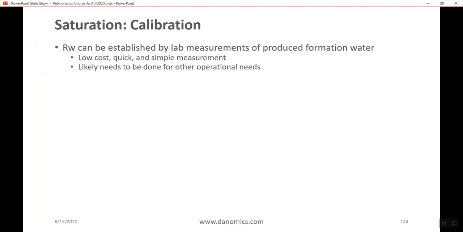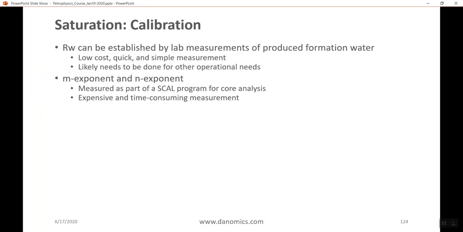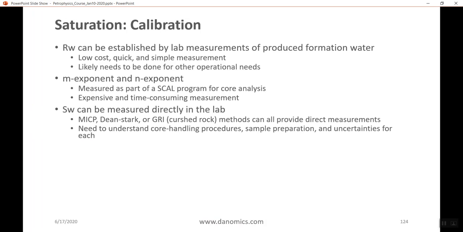Okay, when it comes to how we calibrate this, like I said, RW can be measured from produced water. It's low cost, it's quick, it's easy. We can measure our M and N exponents, but these need to be part of a core program. They are expensive and they are time consuming. And then we can measure SW itself. So you can do this via things like capillary pressure measurements, through the Dean-Stark method, through crushed rock methods, etc. So there's a number of ways that we can calibrate ourselves on this.